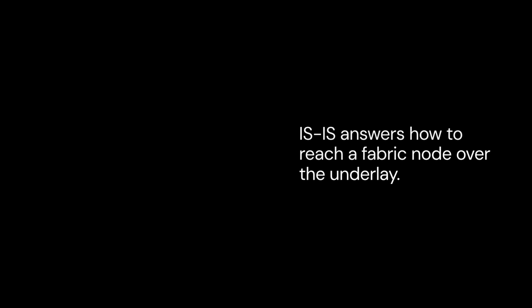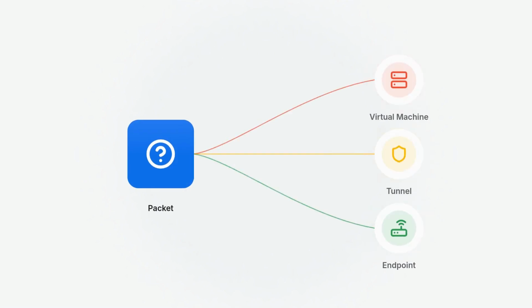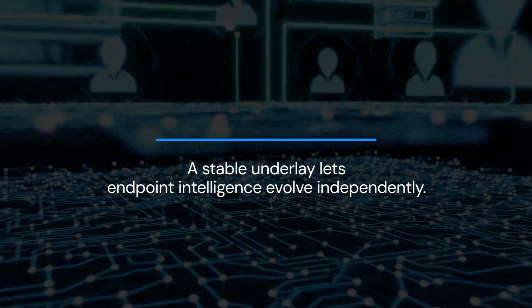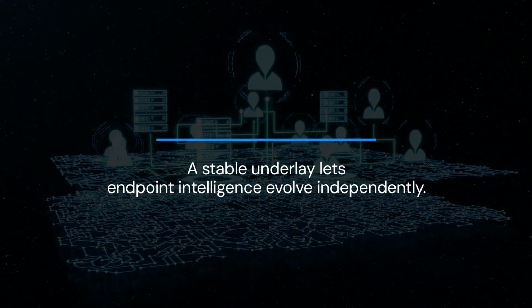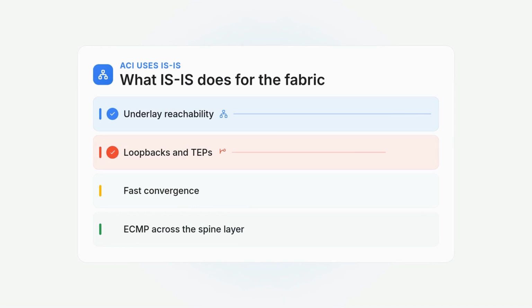A simple way to say it is this: ISIS answers how the fabric gets to the destination fabric node over the underlay. It does not answer where is that virtual machine right now or what endpoint behind that tunnel should receive the packet. That separation is healthy. It lets the underlay stay stable and efficient while endpoint intelligence can evolve independently above it. So whenever you hear that ACI uses ISIS, think built-in underlay reachability, loopbacks and TEPs, fast convergence and ECMP across the fabric. Think roads and routing between switches, not endpoint ownership.